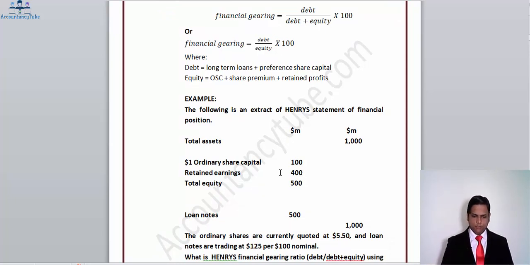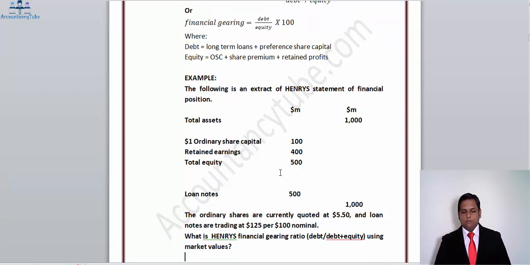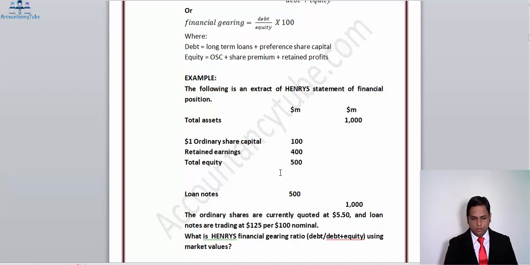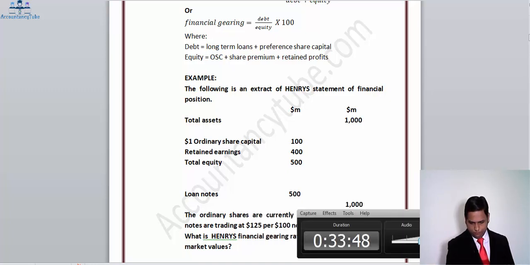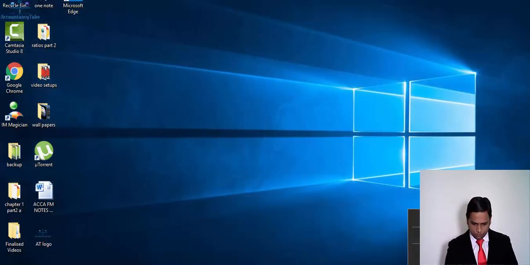Okay, now we have again a new extract. As I told you in the last video, if an examiner wants a certain ratio being computed in a certain way, he or she will tell you. In this case, let's read out the example. Let's start with the example.